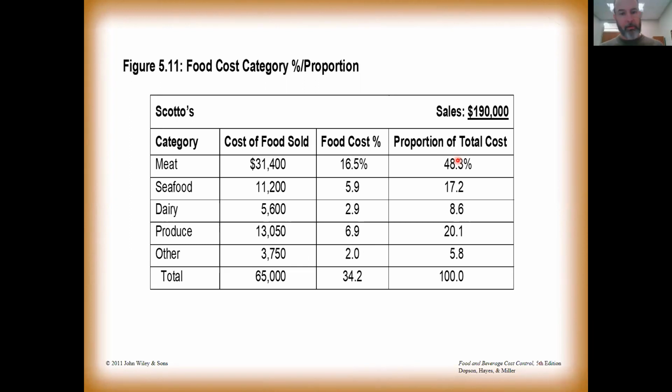I think that's it. Just as a reference here, you probably already saw this, the sales amount is here for $190,000 to get the formula components. Okay.